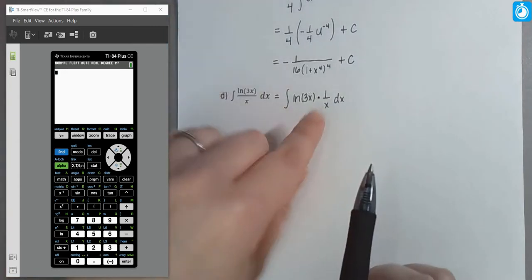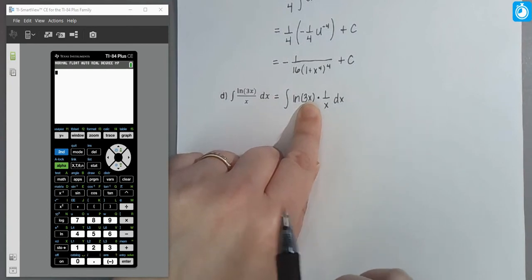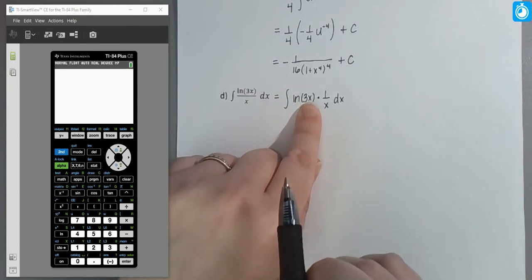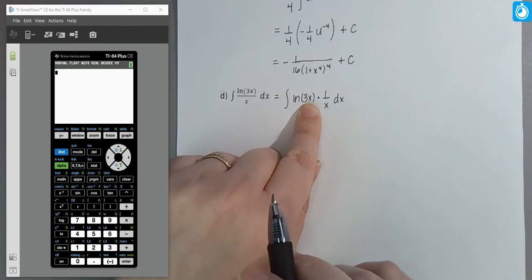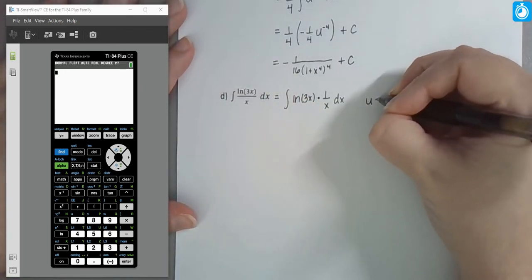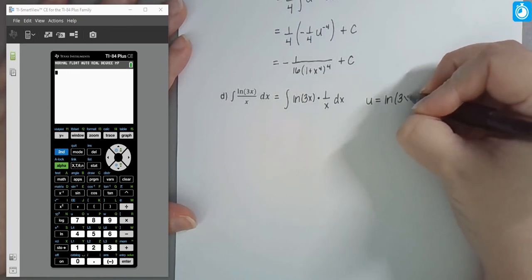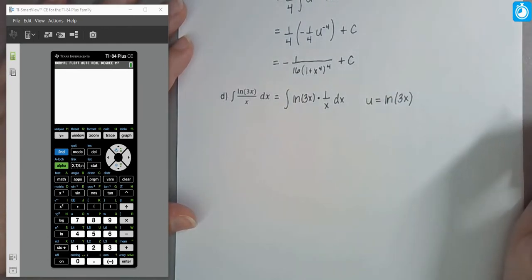So that means rather than replacing 3x, what seems like very much an inner function versus an outer function, rather than replacing 3x with u, rather than making that substitution, we're actually going to make the substitution where u is equal to the natural log of 3x, the whole thing.